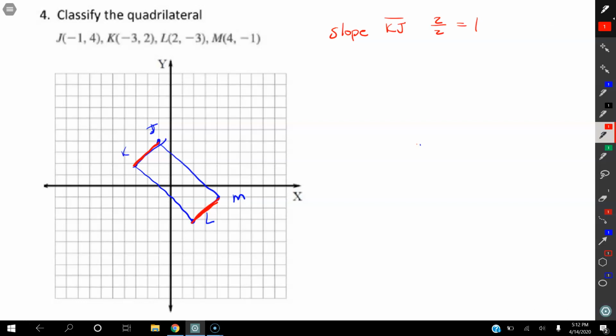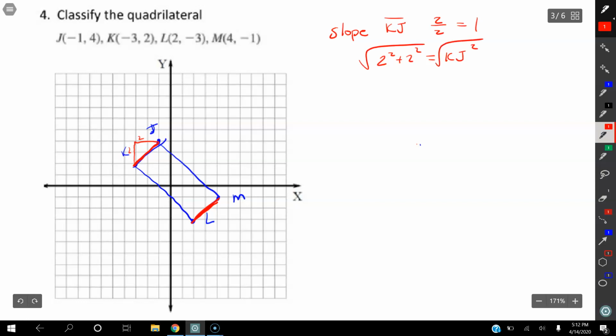Now, if I wanted to find the length of that segment, I could do the Pythagorean theorem, and I could make a little triangle right here and use legs of 2 and 2. So I could say 2 squared plus 2 squared equals KJ squared. Take the square root of both sides, and that would be the square root of 8. Is KJ. I can find the decimal for that, but we really don't need to. So this side is square root of 8. This side is square root of 8. But I already know that those two are the same because they were both up 2 over 2.